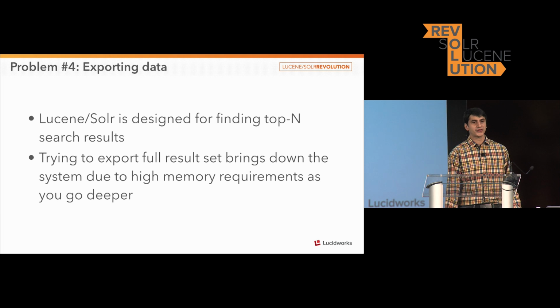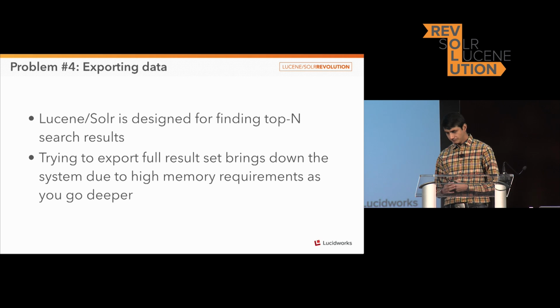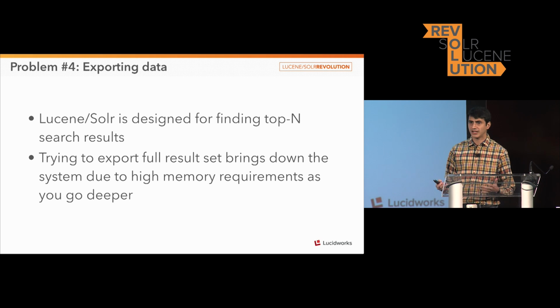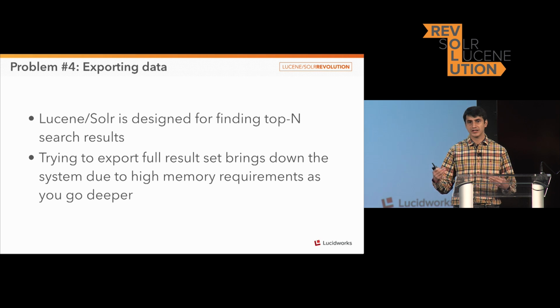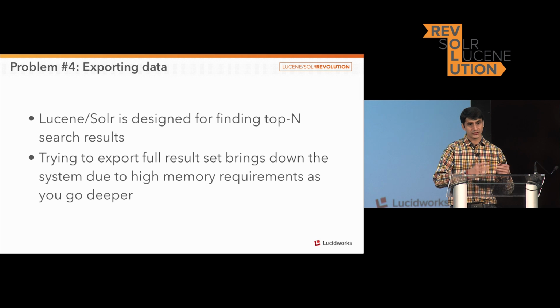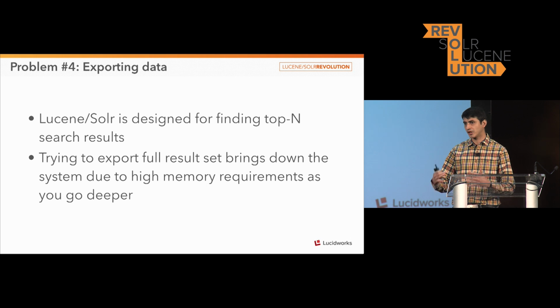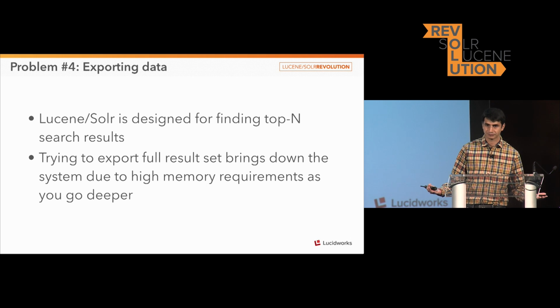The fourth problem was how to export data. Lucene and Solr both are designed to find the top N matches to the queries, right? So as you keep on paging through the result set, and as you go deeper and deeper into the pages of the results, Lucene and Solr start allocating more and more memory, and eventually things slow down to a crawl, or maybe you run out of memory.